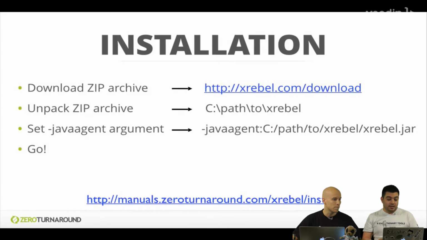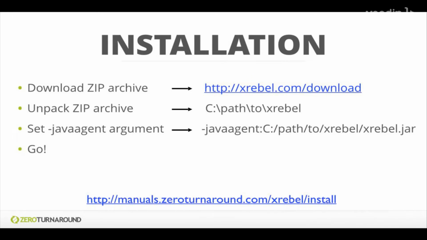Okay, so how do you install XRebel? It's really, really simple, actually. You just download the zip archive from xrebel.com/download. You unpack it to a certain place on your hard disk, and then you simply add the -javaagent argument as a JVM property to your JVM. If you're in Eclipse, you just add it to your run configuration, or if you're at the command line, you just literally add this to your Java command.